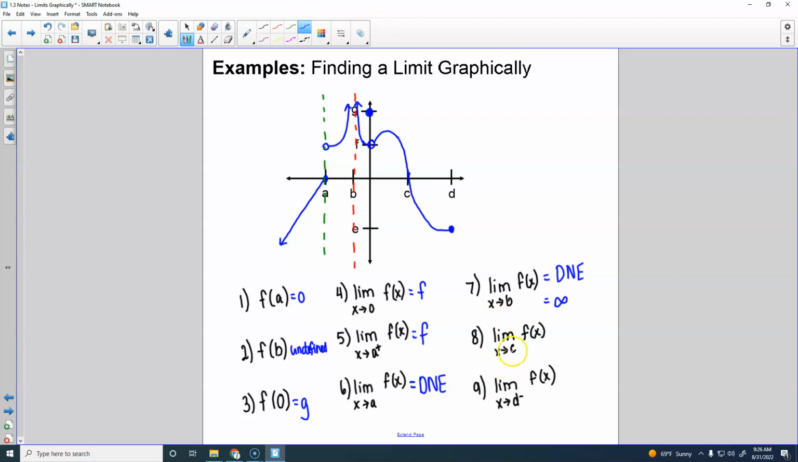Okay? Limit as x approaches c of f of x. Sarita, what will we get for that one? Very good. That'll be 0, right? Because we're looking right here at c. There's no dots here, but you just go to that point, that solid line, and it has a y-coordinate of 0. And then, let's see, Hallie, what about the last one? Limit as x approaches d from the left of f of x. Very good. It is z.